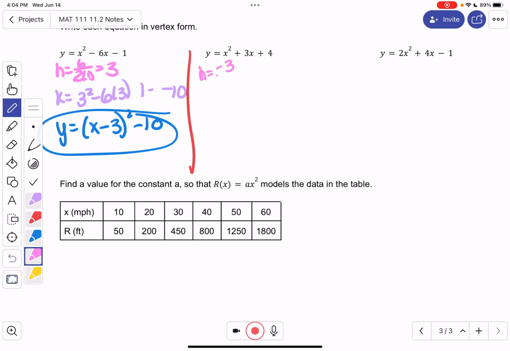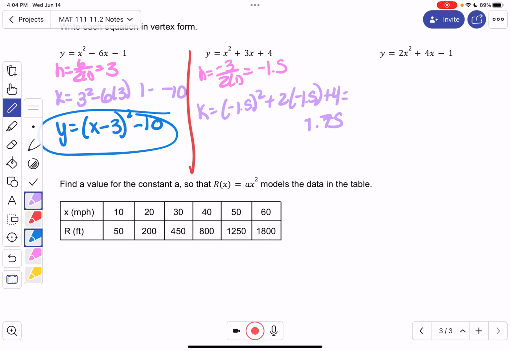All right, -b over 2a gives us -1.5. Plug that in. Don't forget your parentheses if you're typing this right in the calculator. Otherwise, your order of operations will overrule you. So 1.75. a is 1. Opposite of h plus k.